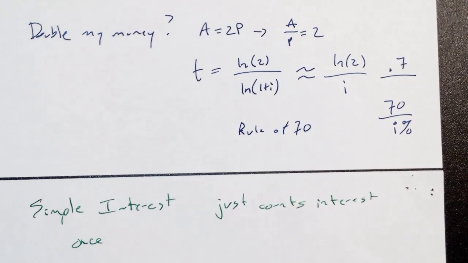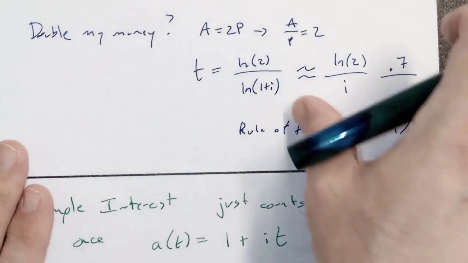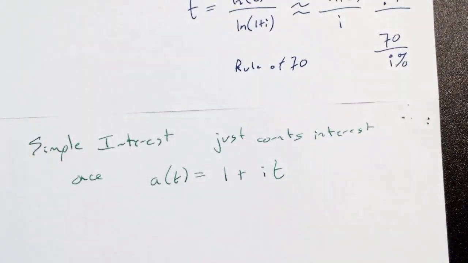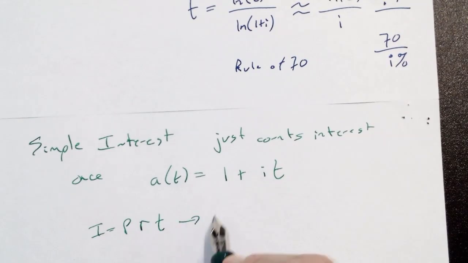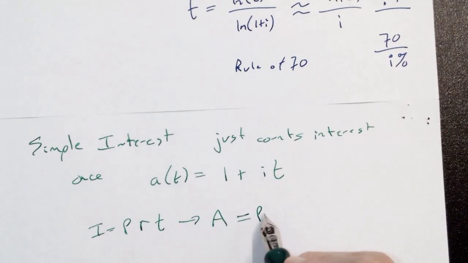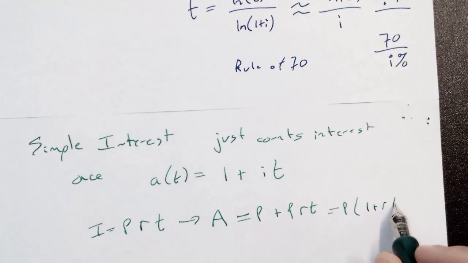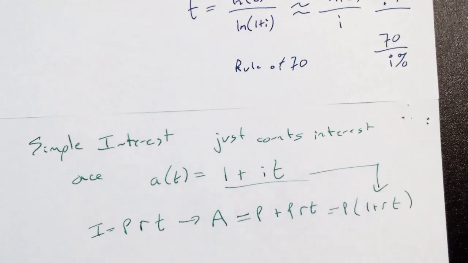So in this case, our accumulation function is just going to add the interest to our initial deposit of 1. This lines up with the idea we started with on Tuesday, where I said that interest was principal times interest rate times time. Well, that would make my accumulated value principal plus principal times rate times time. Factor out the P. Oh, there's my accumulation function.